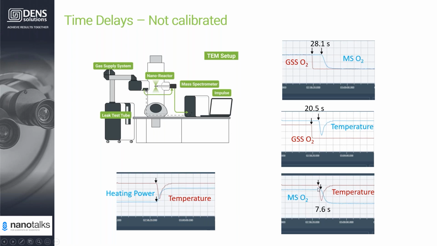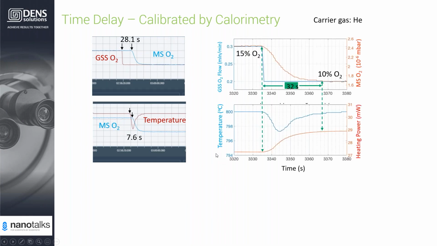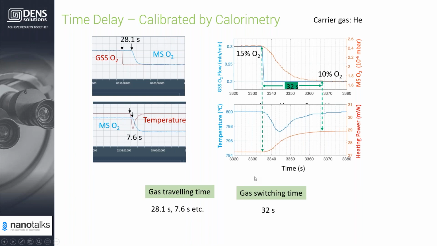In this case, you can also see the coincidence of temperature and heating power change with the gas composition change. That's why we use the calorimetry, also say temperature and heating power inside the nanoreactor, to bring all the time delays calibrated. Here is a final view after the time delay calibration. Then you can see once the gas composition changes inside the GSS, the mass spectrometer starting position also brings to the same position. And you can synchronize it with the temperature and the heating power inside the TEM.